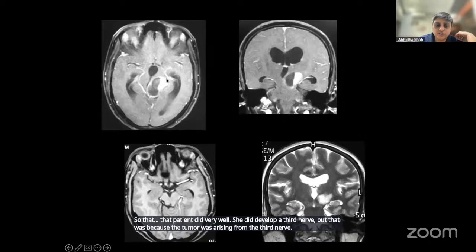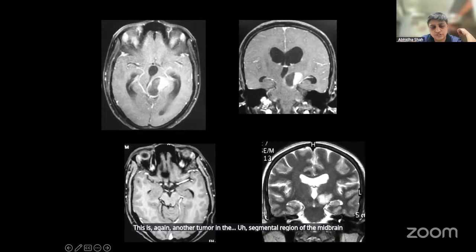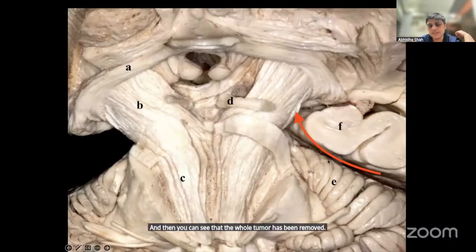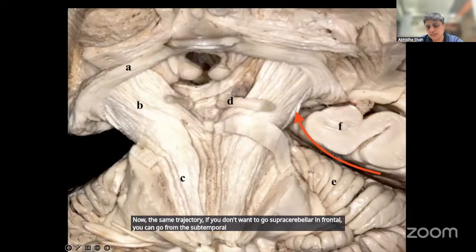This again is another tumor in the tegmental region of the midbrain. Again, we approached using a similar trajectory. You can see that in this image, and then you can see that the whole tumor has been removed. Now the same trajectory, if you don't want to go supracerebellar infratentorial, you can go from the subtemporal avenue. So you can lift the temporal lobe and then use the same approach.